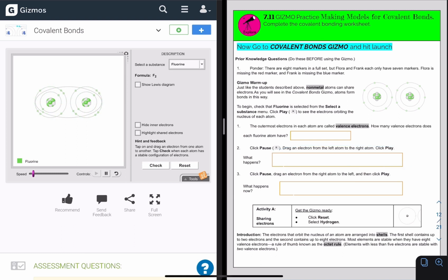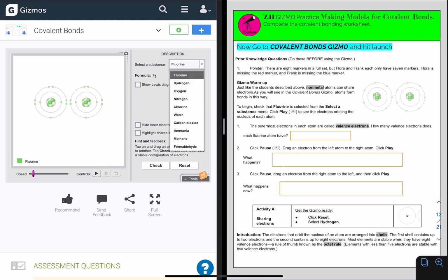And then 3, we're going to click pause. Drag an electron from the right atom to the left atom. And then click play. And again, in this box, you're going to write down what happens. And now we're going to move on to activity A, sharing electrons. We're going to click reset.